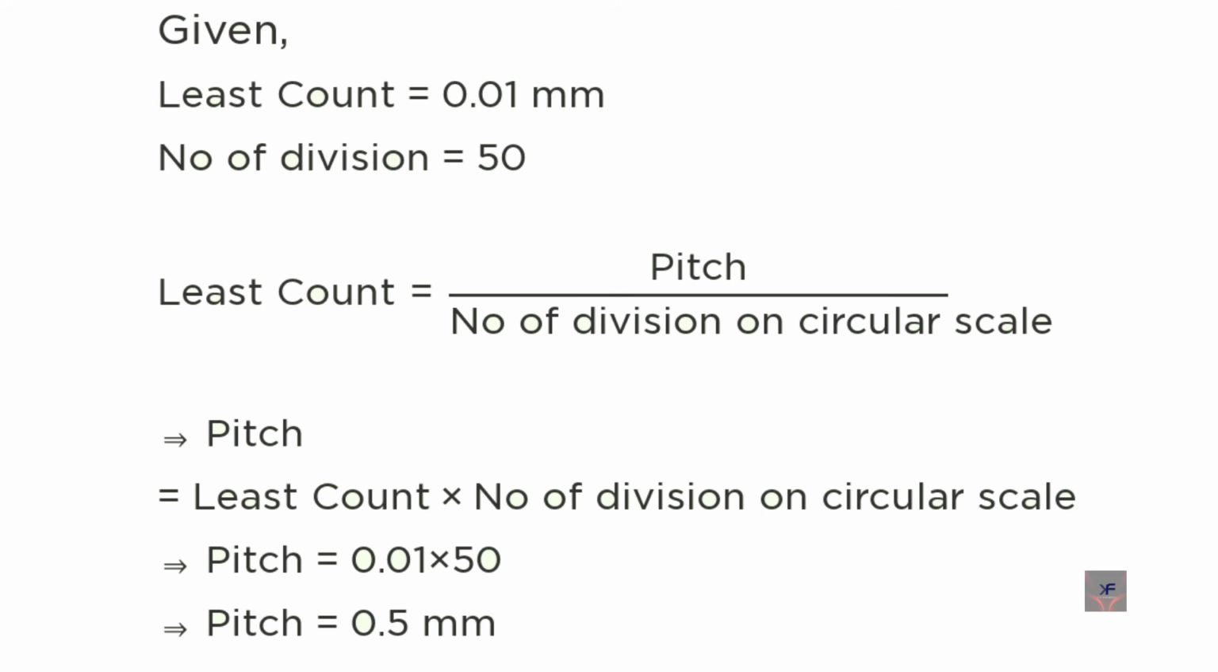Let's see the answer. Given, the least count of the screw gauge equals 0.01 mm. Number of divisions in its circular scale equals 50. Therefore, least count equals pitch divided by number of divisions on circular scale. We need to calculate the pitch. So, pitch equals least count times number of divisions on circular scale. So, pitch equals 0.01 into 50, which equals 0.5 mm.